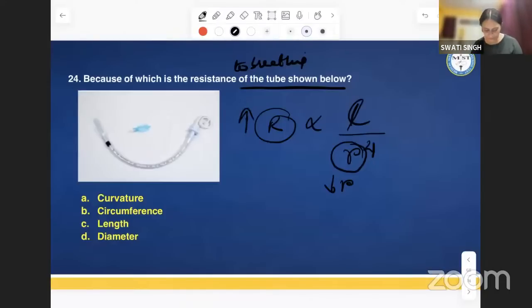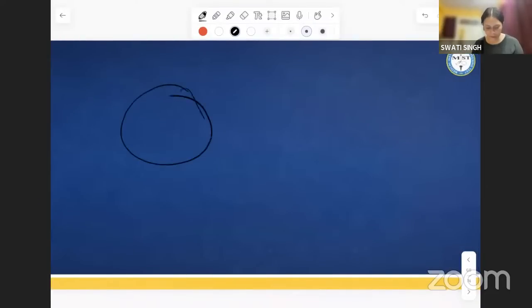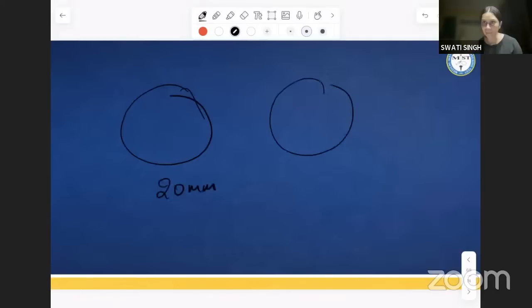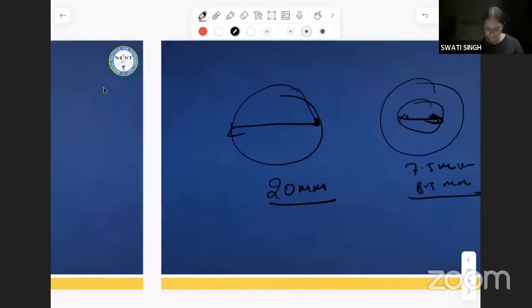So a little change in the diameter of the breathing lumen, which was initially the trachea. This is the trachea. Normally, in an adult female, it has a diameter of 7.5 mm, and in an adult male, it is 8.5 mm. So from 20 mm, it became 8.5 or 7.5 mm. So when the radius or diameter decreased, the resistance to breathing increased. So it is because of this diameter.